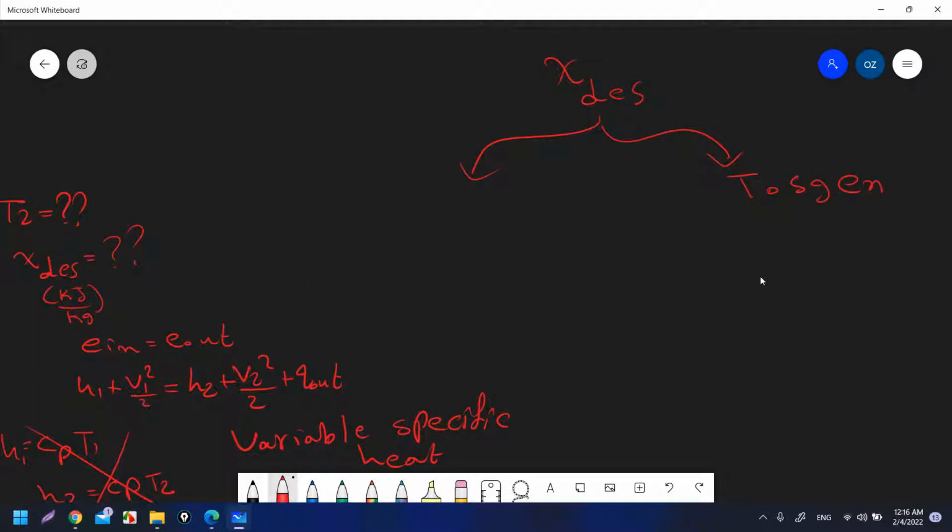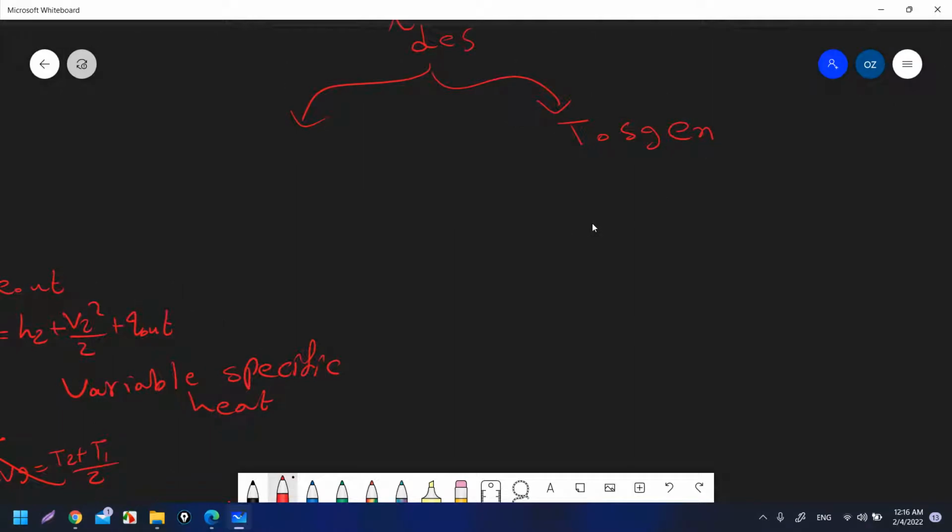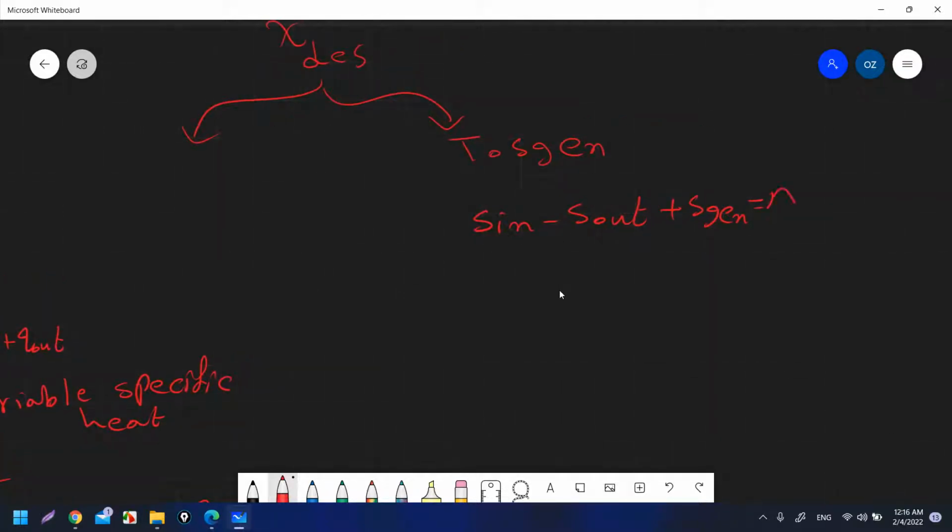Okay, T naught S generation is per unit mass. So I will make an entropy balance per unit mass: S in minus S out plus S generation equal to delta S system. It is a steady device, so this one is 0, not change with time.